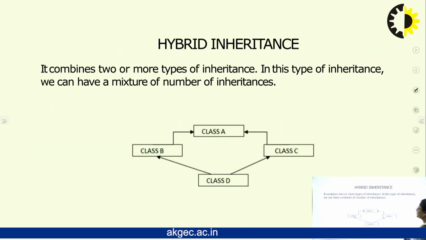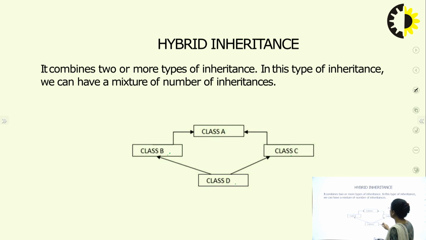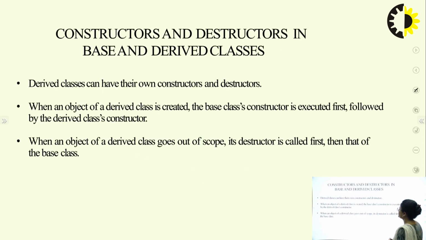This is a hybrid inheritance where we have a combination of all kinds of inheritance. So we can have, for example, class A which is inherited by B and C, and class D which is inheriting from B and C. If you see here, we have a mixture. We have multiple and multilevel inheritance here.